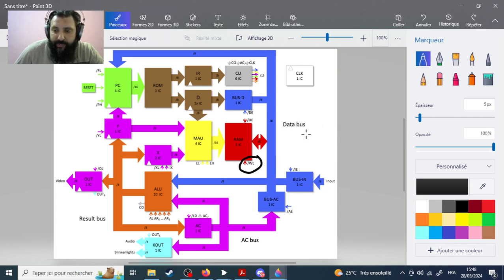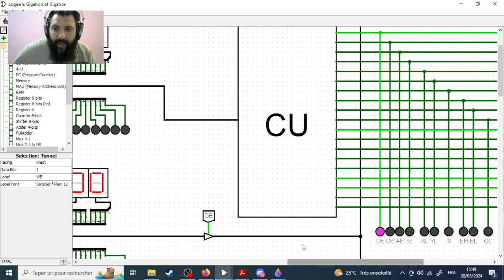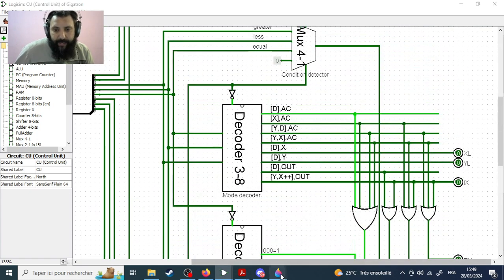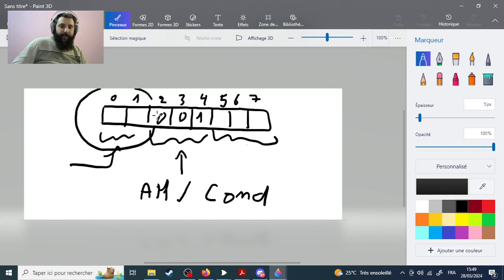Now we will study the inside. We will not continue today. Maybe we need to add another session. We will see that later. Anyway, I will try to explain briefly how the CU is implemented inside. We start with the first bits. Those bits are very simple. Can you remember what those two bits are used for? For access. Very good. They are used to access the data bus.